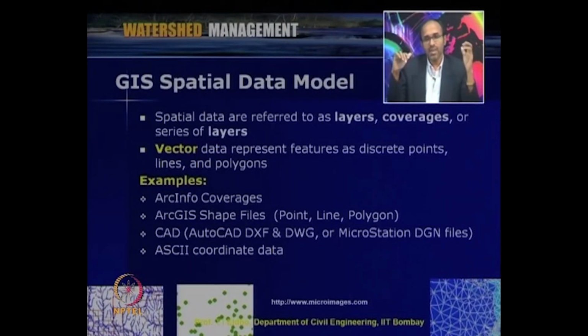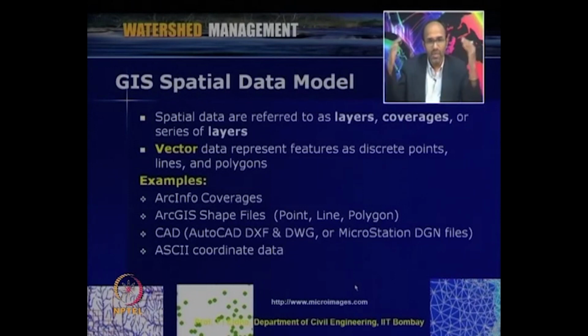So, the data can be put as either raster or vector. Raster is grid based and vector is either point based or lines or polygons. Vector data represents features as discrete points, lines and polygons. For example, ArcInfo coverages, which we can utilize to represent lines, points or polygons. Then ArcGIS shapefiles can be used for point, line or polygon. And then CAD, say AutoCAD DXF or DWG or MicroStation DGN files. Then ASCII coordinate data can be used to represent points or lines.